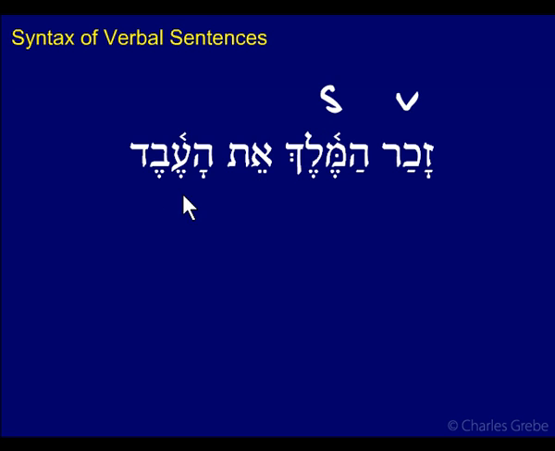And then we have et ha'eved. Eved means servant. And we just studied et in the previous module. So we know we have an object. And in fact, we know it's a direct object and a definite direct object, because et would only go with a definite direct object. So VSO, here's our example. Now we can add a little bit more to this. We can say a little more.